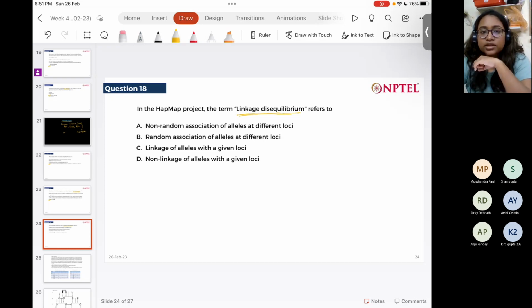So this linkage disequilibrium has been found to be a cause when people are trying to associate a particular allele or genetic risk factor with a particular disorder. In this question, we have to identify the definition of linkage disequilibrium. Is it a non-random association of alleles at different loci, or a random association? Or is it linkage of alleles with a given allele, or non-linkage of alleles with a given allele within a given loci?